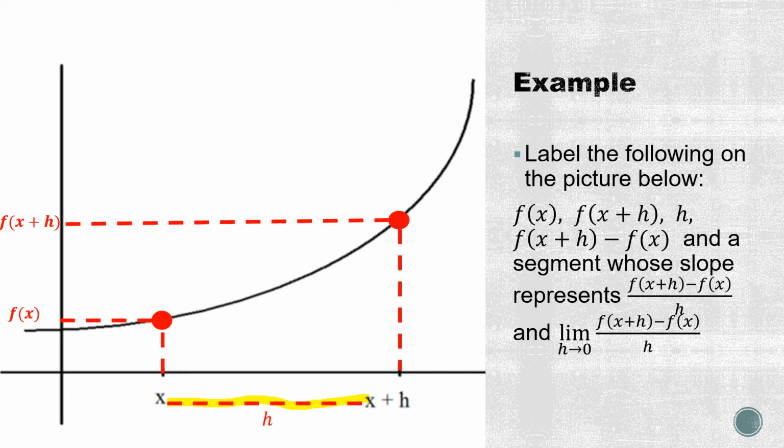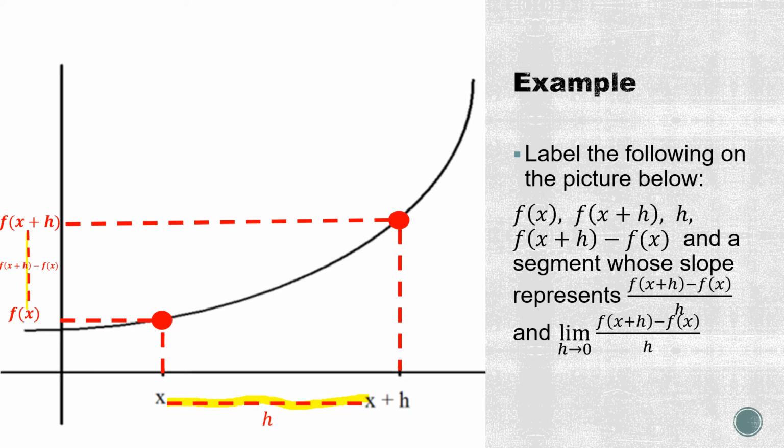And then if I wanted to know f of x plus h minus f of x, that would be this distance. The distance between f of x and f of x plus h would be simply f of x plus h minus f of x. All right, so now the important stuff.